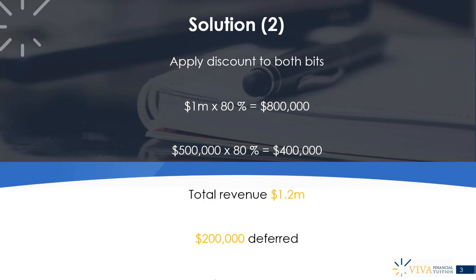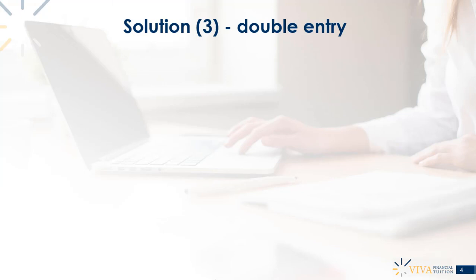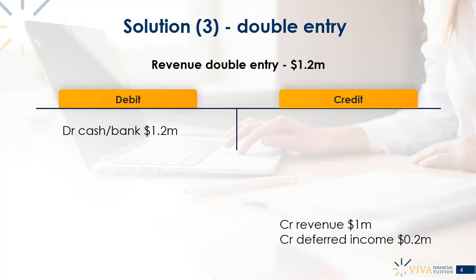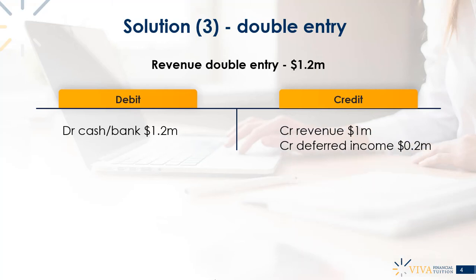Looking at the double entry. Initially, we receive, according to the question, $1.2 million worth of revenue up front. So the debit side of the entry is going to be cash bank. We're going to debit our bank balance with 1.2 million. Credit side of the entry is actually going to be split, isn't it? Because of what we said on the bottom of the previous slide. $1 million is going to get credited to revenue this year.